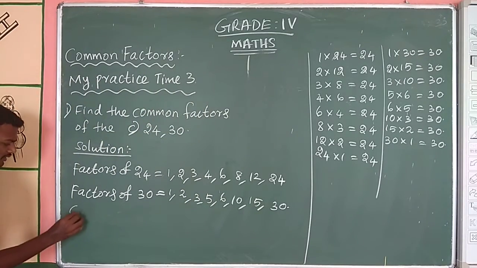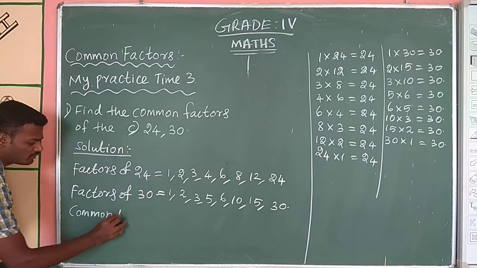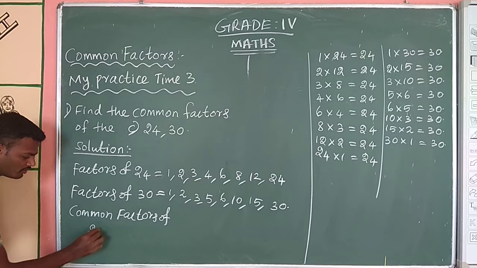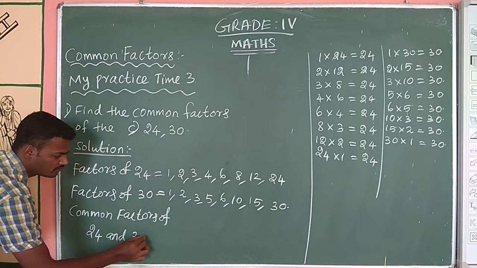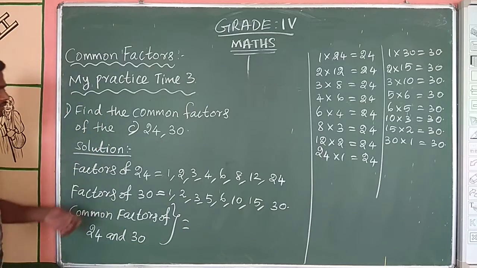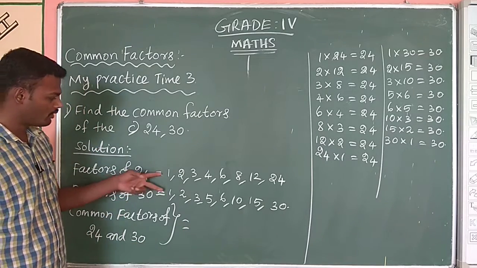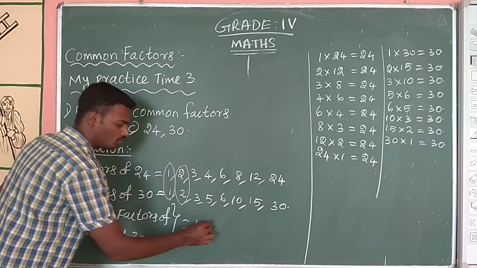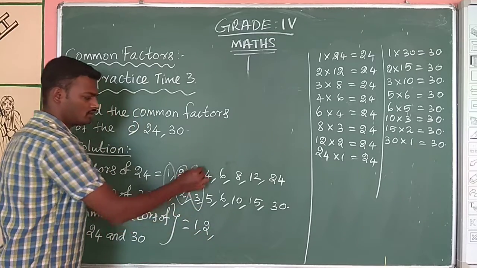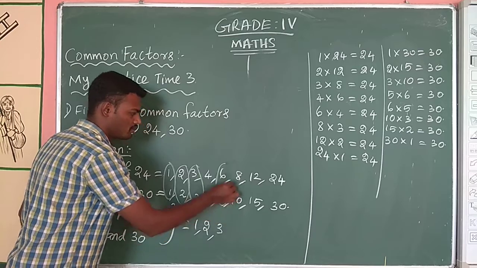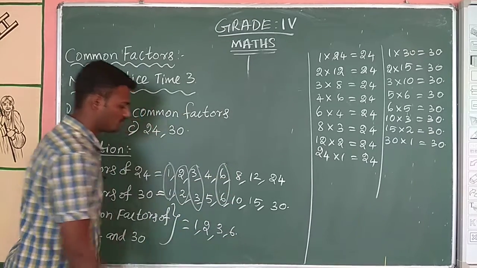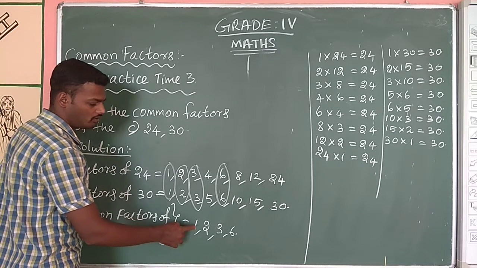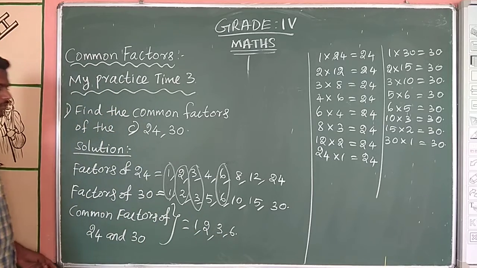Now we find the common factors of 24 and 30. Comparing the factors of 24 and 30, we have the common number 1. Next one 2. Next one 3. Next one 6. So 4 numbers are common factors of 24 and 30: 1, 2, 3, 6.